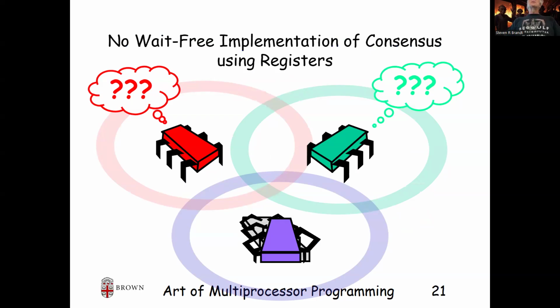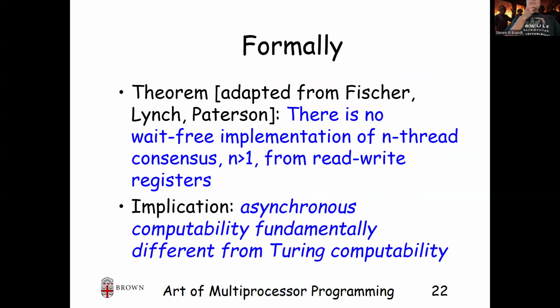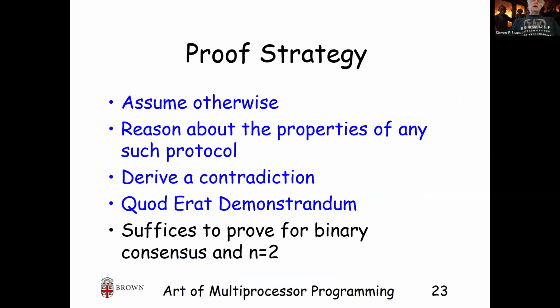And here's the assertion we're going to make at the start. There is no wait-free implementation of consensus using registers. It cannot be done. No way. Now, you can solve consensus if you use locks or whatever, but there's no wait-free solution to this problem. We're going to try to convince you of that. They have proofs in the text in various places. The proof strategy is we're going to assume otherwise, and we're going to reason about the properties of any such protocol, and then we're going to show it doesn't work.